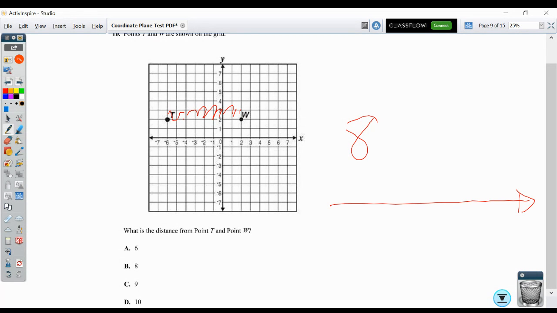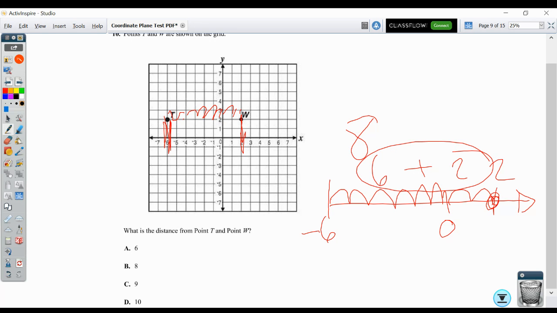On a number line, if I were to do this, I have a point at 2, and I have 0, and then I have -6, because this is at -6, and this one's at 2. So basically I've gone 1, 2, 3, 4, 5, 6. This is 6. And then 1, 2. That's 2. So together, when I add them, I get 8.